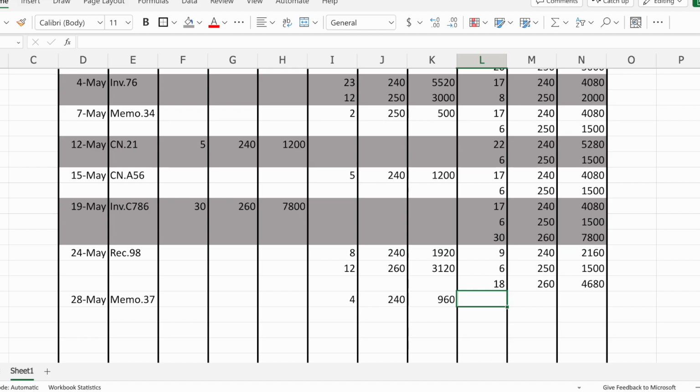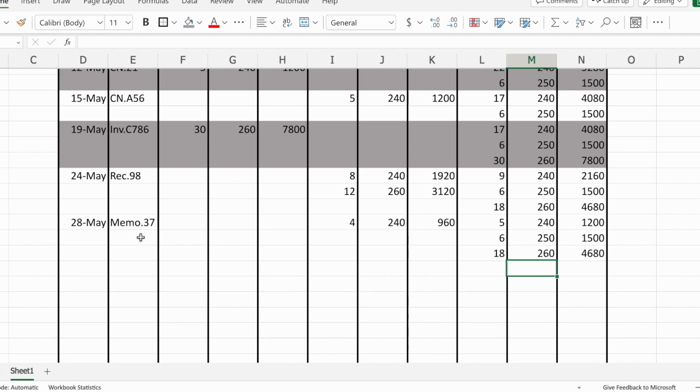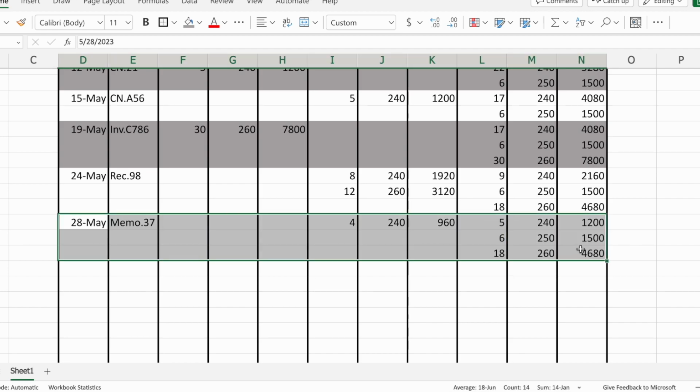Now, for the one that costs 240, you're minusing it by 4, so it's 5 now at 240, and then total 1,200. And then the 6 one, you don't touch it. It's 1,500. And then the 18 one, the $260 one, remains the same. So let's just color code it to differentiate.